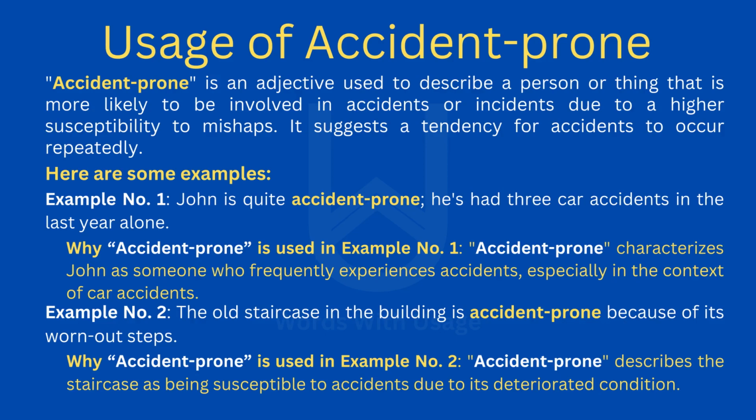Here are some examples. Example number 1. John is quite accident prone. He's had 3 car accidents in the last year alone. Why accident prone is used in example number 1. Accident prone characterizes John as someone who frequently experiences accidents, especially in the context of car accidents.